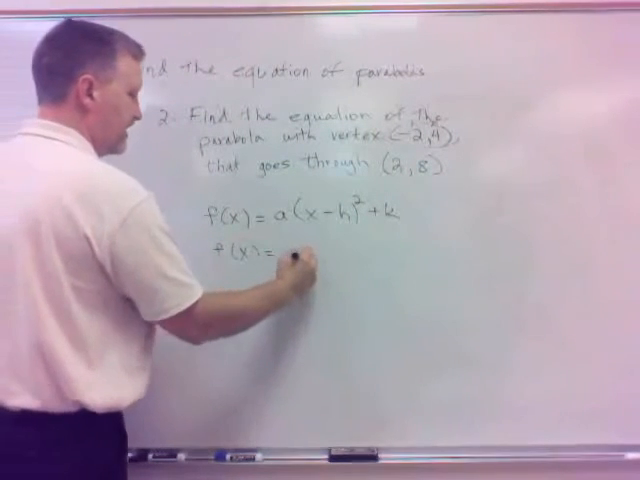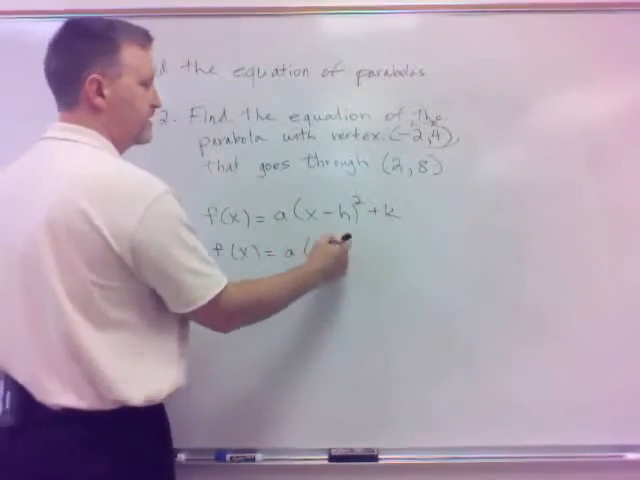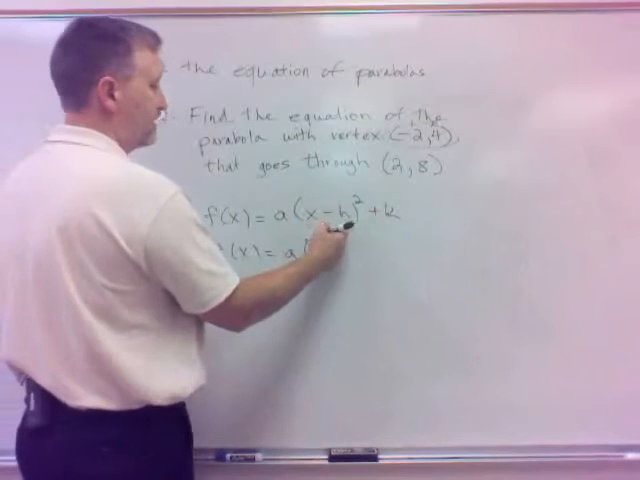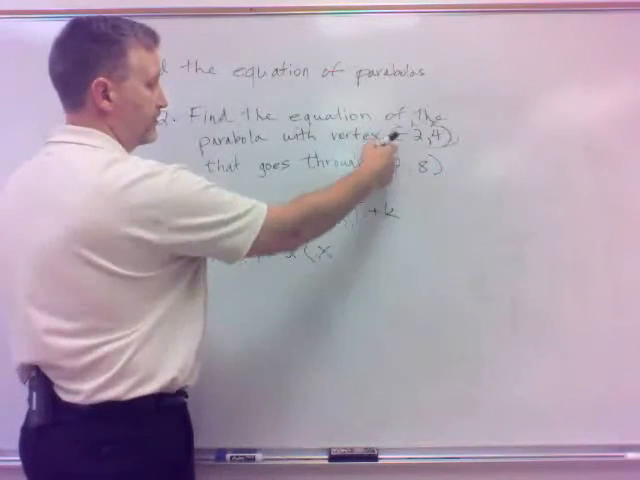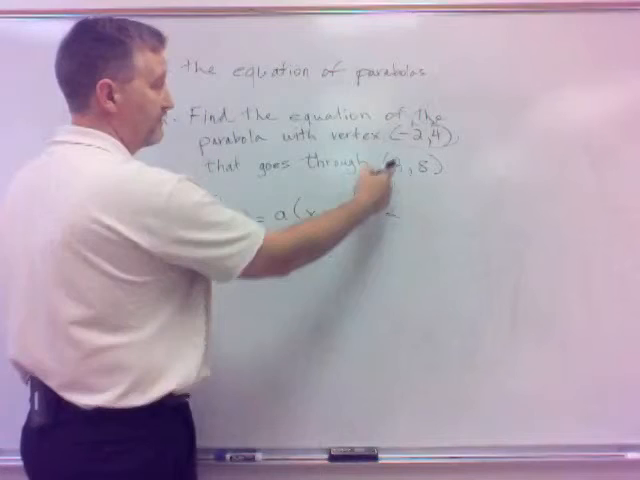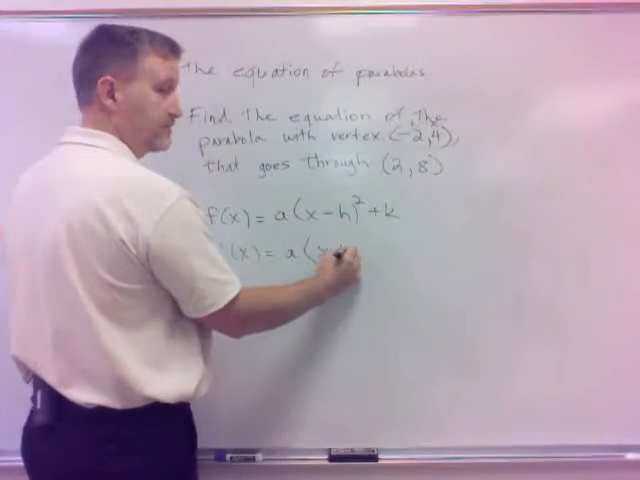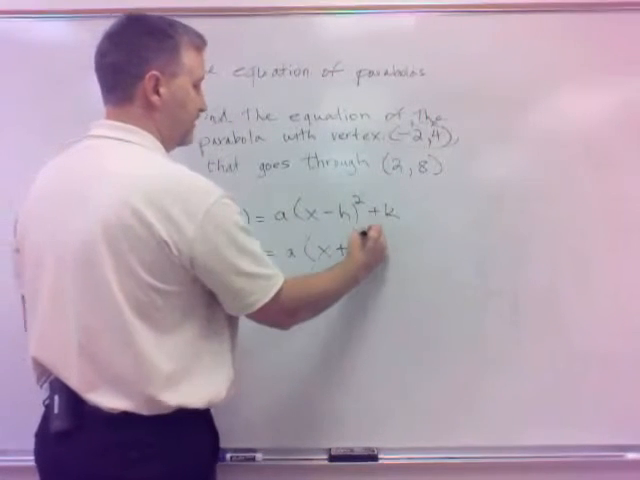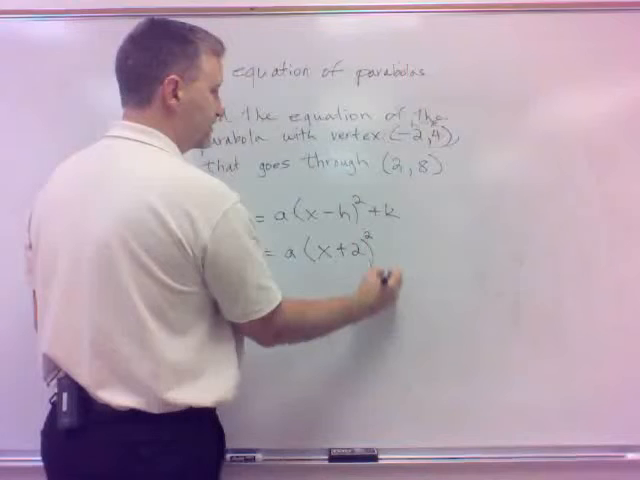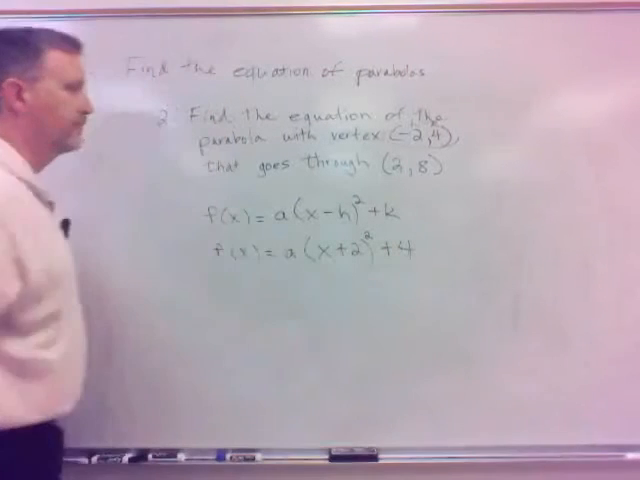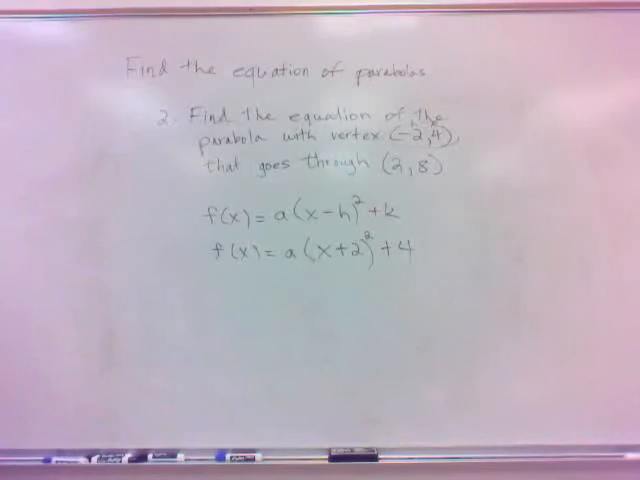So what does that mean to my equation? Well, it's going to be a times x. This does mean do the opposite of h, so what's after x? If h is negative 2, then it'd be x plus 2, wouldn't it? Yeah, you got to do the opposite sign. Squared, don't forget the squared. And then the k, well, the k stays positive 4. With me on that so far?